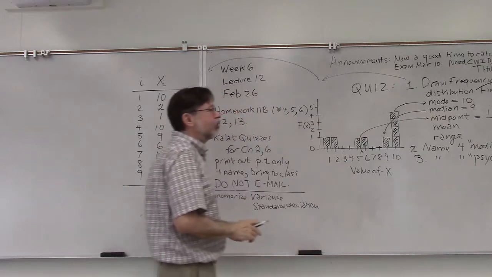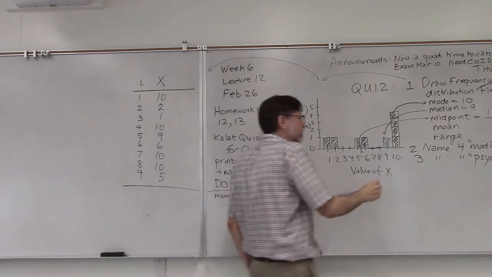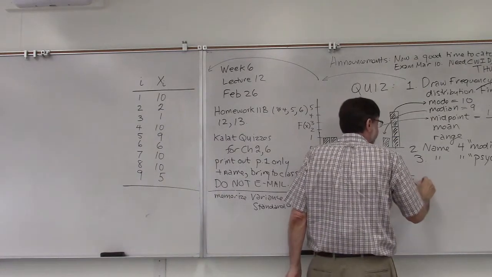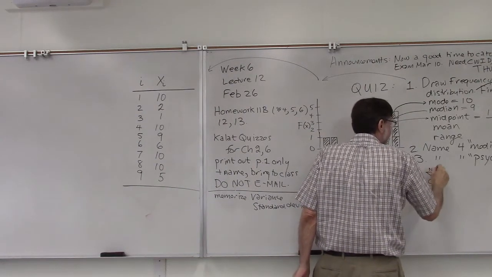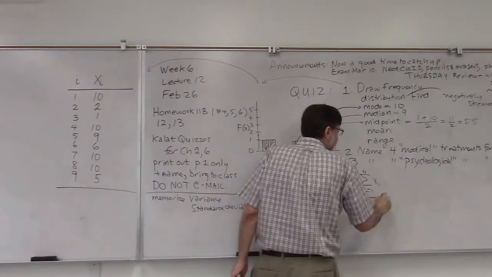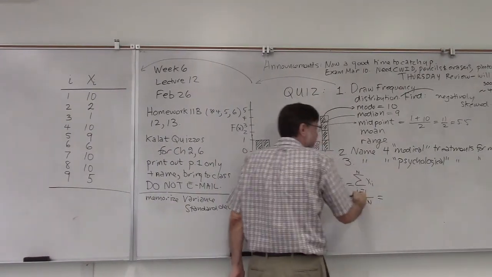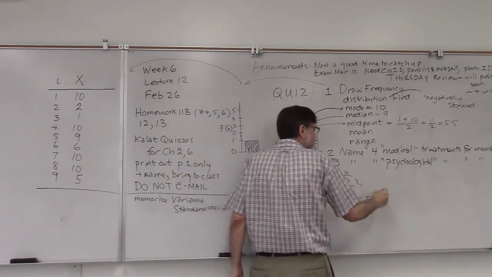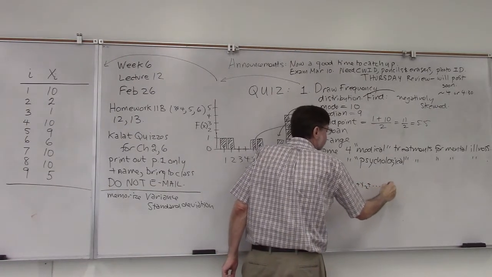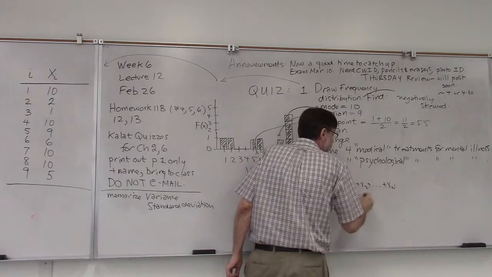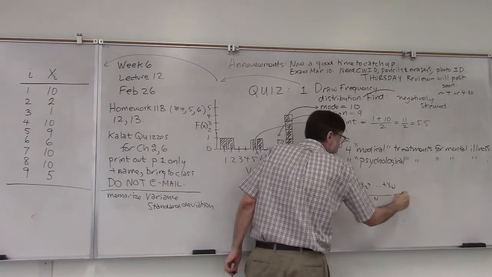And the mean is the sum of the numbers. So you should have memorized already that x bar is equal to the sum from i equals 1 to n of x sub i divided by n. And the sum from i equals 1 to n of x sub i is equal to x1 plus x2 plus, and so on, plus x sub n, divided by n.